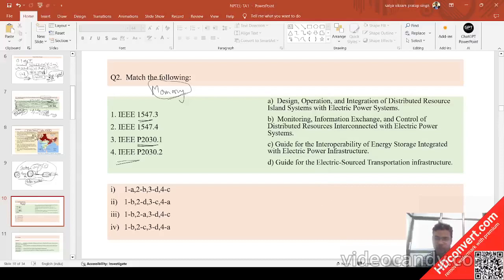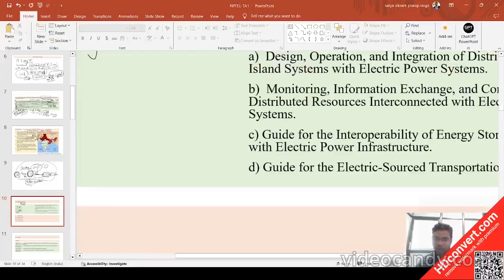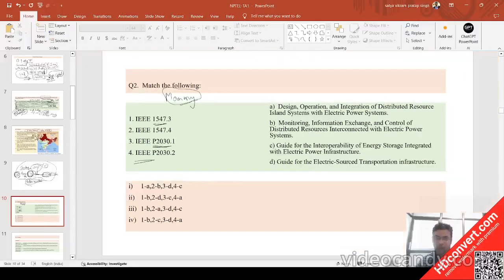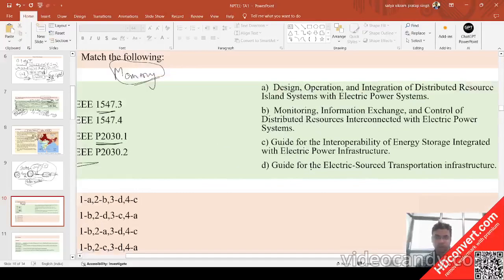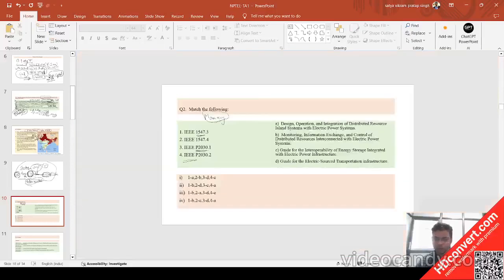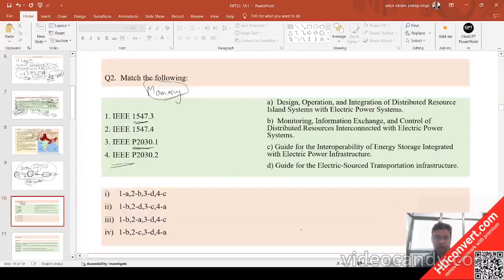My screen is blurred. One second. Is it still blurred? Shibna, is it still blurred? My screen? Oh, one second. Now?